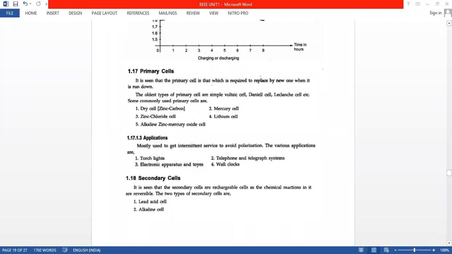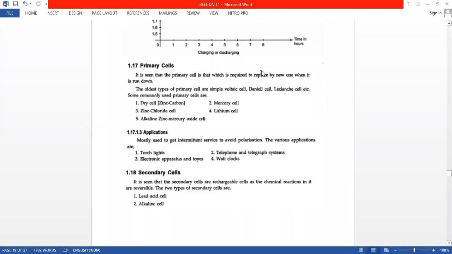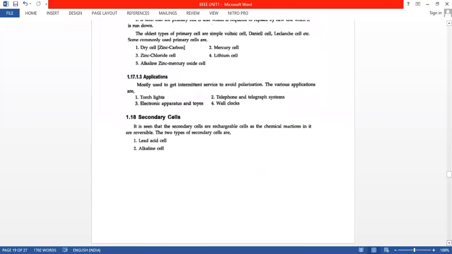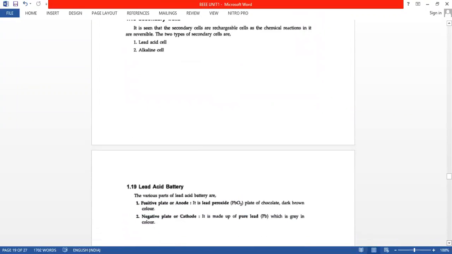We use everywhere the lead acid cell. Nowadays we are using the lithium ion also. Remember, battery means remember two names: lead acid cell, lithium ion. Okay, lithium ion. So we'll see lithium ion is not mentioned in the syllabus. So what are secondary cells? Names we have taken. Yesterday we have seen the differences also.